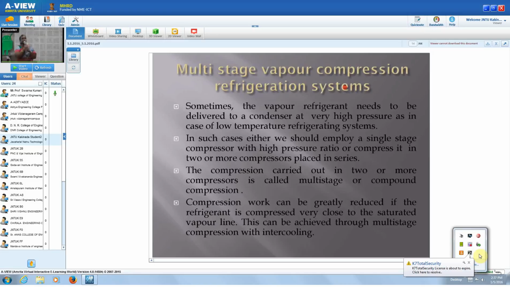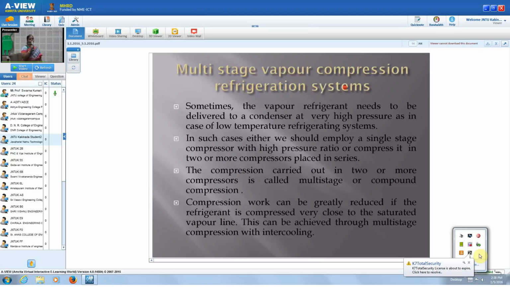So in such cases, either we should employ one compressor with a high pressure ratio. Whenever the suction pressure is low and the discharge pressure is high, it implies that the pressure ratio required is very high. Whenever the pressure ratio required is very high, a single stage compressor may not have that compression ratio. In that case, it is to be compressed in a number of compressors. So that is multi-stage compression. Compression carried out in 2 stages or 3 stages, or 3 compressors, is called multi-stage compression.